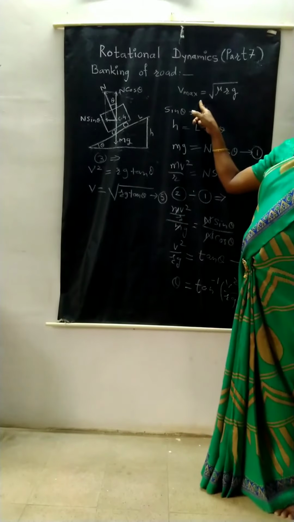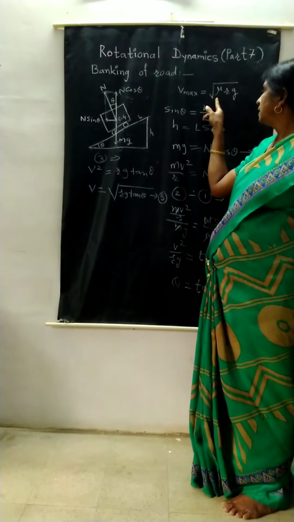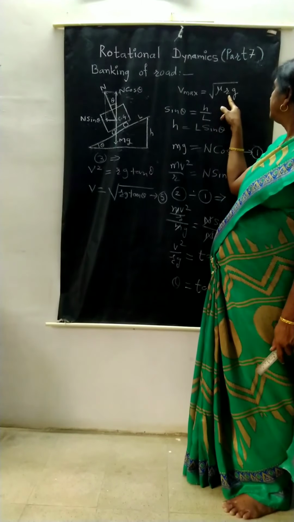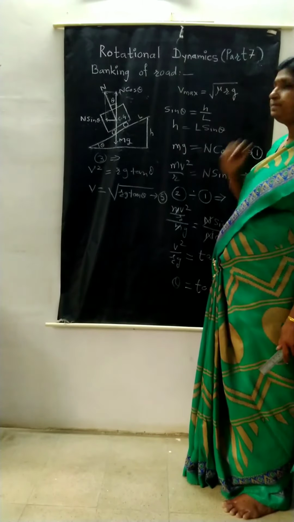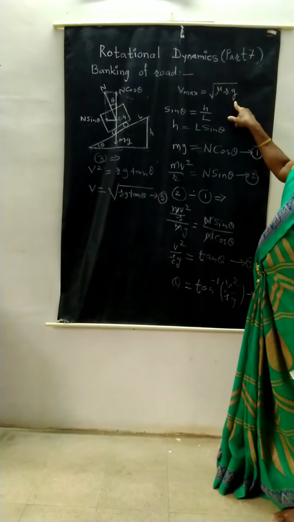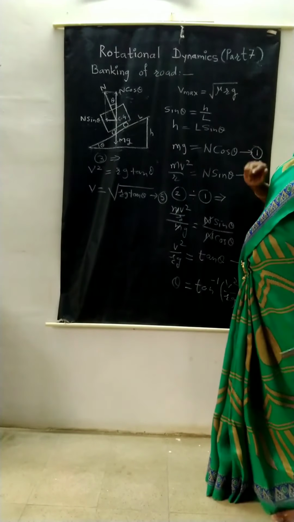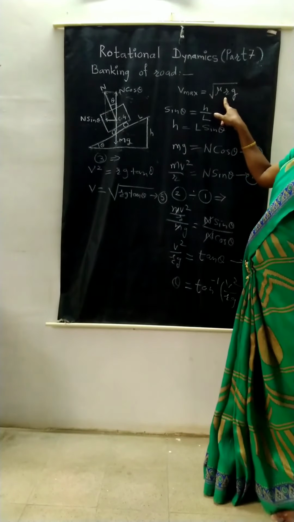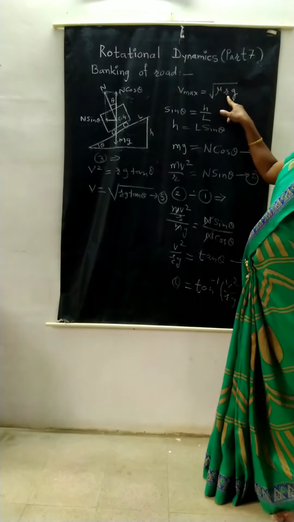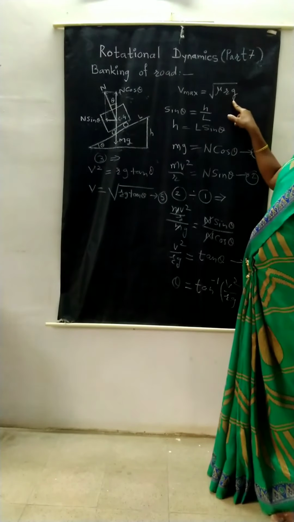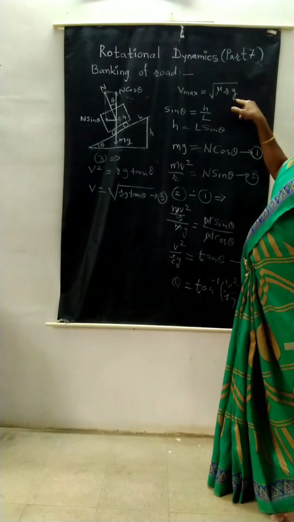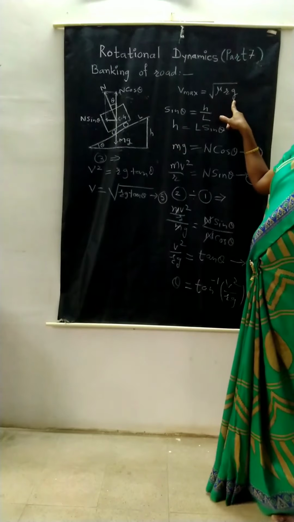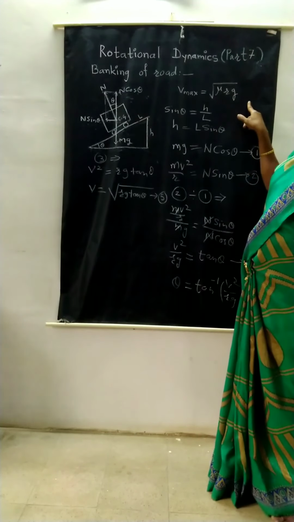In this equation, mu is the coefficient of static friction, r is the radius of curvature of the road, and g is acceleration due to gravity. This r depends on the situation where the road is being constructed. G depends on the place. We know that it is acceleration due to gravity and it has a fixed value for a given place.